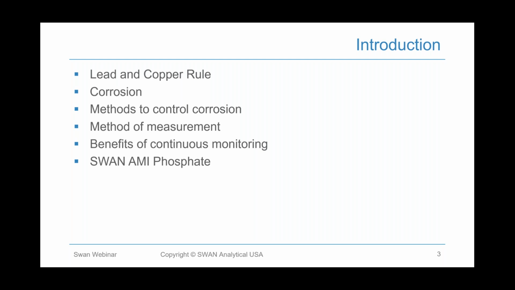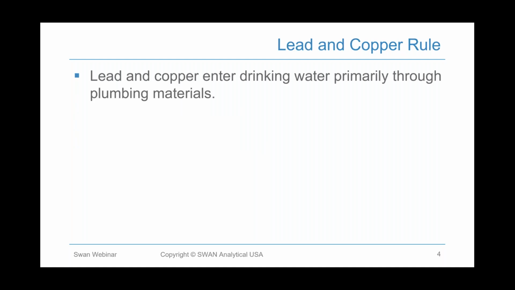First, we're going to talk about lead and copper, a little on corrosion, how that happens in our systems, some of the methods to control it, methods of measuring it, talking a little bit about some of the benefits of continuous monitoring, and then we're going to talk at the end a little bit about Swan's solution for continuous monitoring in our AMI Phosphate. So let's talk a little bit about the lead and copper rule.